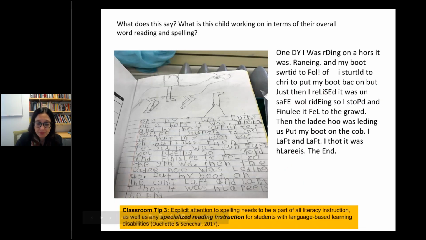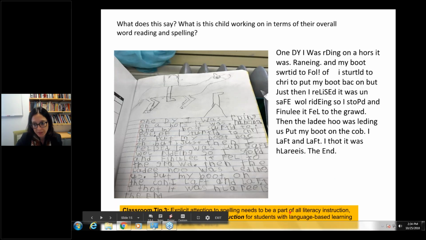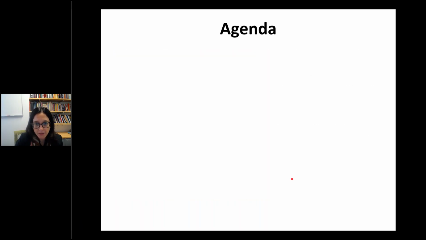So classroom tip 3 here is that explicit attention to spelling really needs to be a part of all literacy instruction, as well as any specialized reading instruction for kids with language-based learning disabilities, of which we know there are many, right? Brings us back to the very beginning. We know that there's a lot of kids who have these difficulties, and we often think reading instruction is somehow separate from spelling instruction, and really they're so related, and we know that from the research. So I wanted to make sure that that was a tip that we talked about.